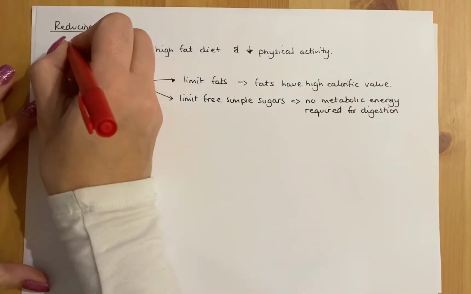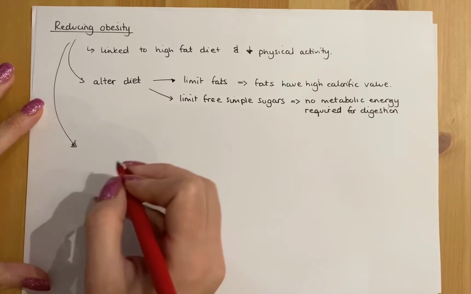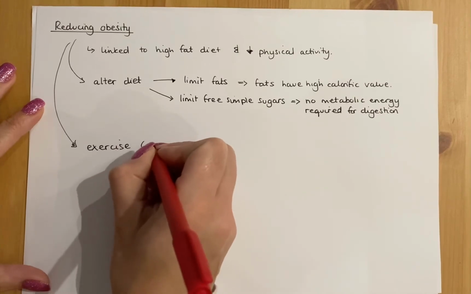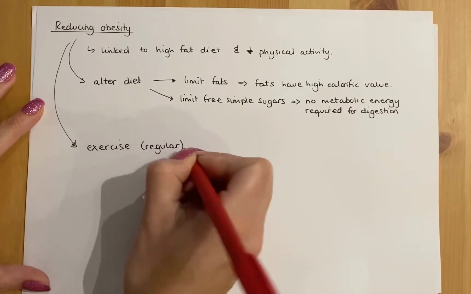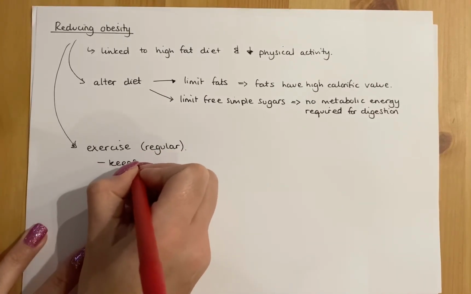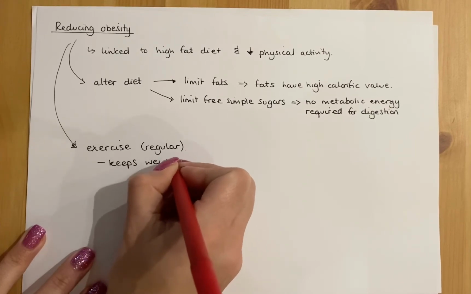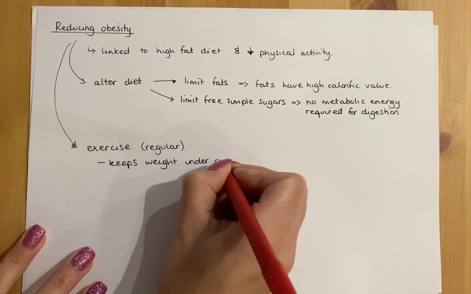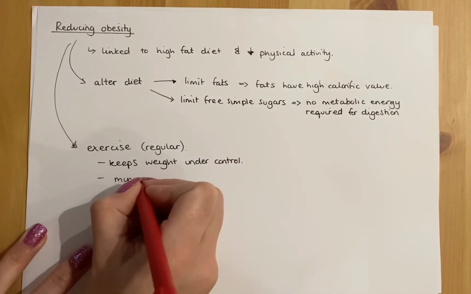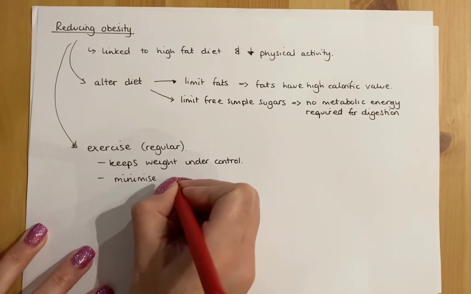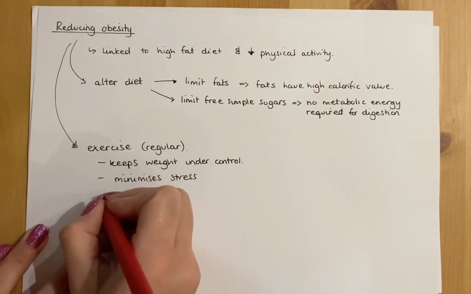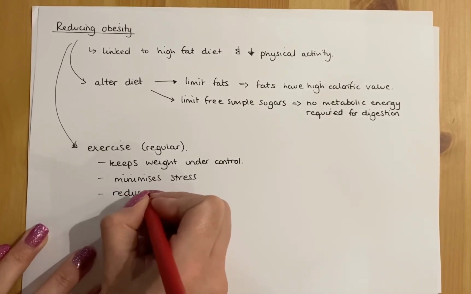To reduce obesity as well, we then exercise. And we encourage regular exercise. There's a multitude of reasons why we do that. Generally, it keeps weight under control, which therefore would avoid obesity. It minimises stress. And stress would relate to the next part, which is it reduces hypertension, which is high blood pressure.